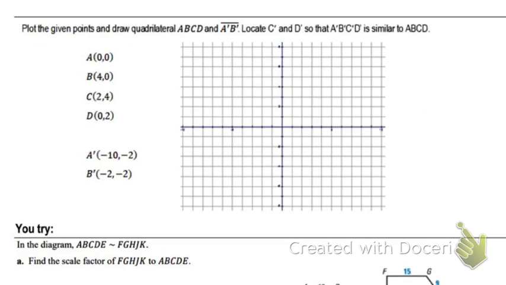All right, next one is a little graphing. It gives us a whole bunch of points, and it tells us plot the given points to draw a quadrilateral ABCD. So let's do that first. Let's plot A, B, C, D. So A is at 0, 0. B is at 4, 0. 1, 2, 3, 4, 0. C is at 2, 4. 1, 2, 1, 2, 3, 4. And finally, D is at 0, 2.